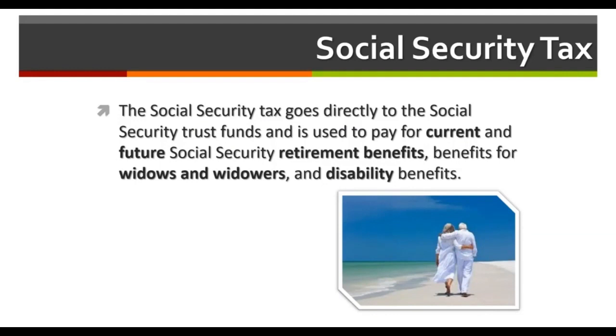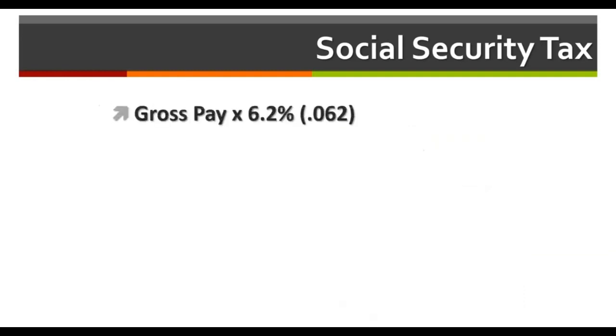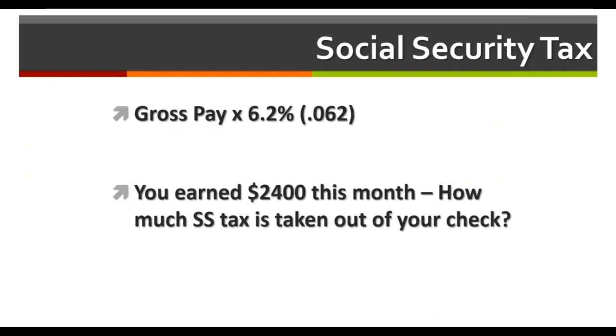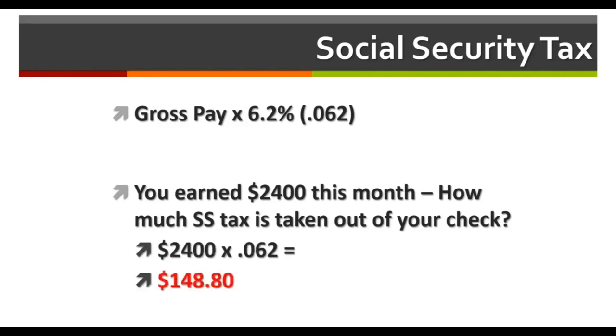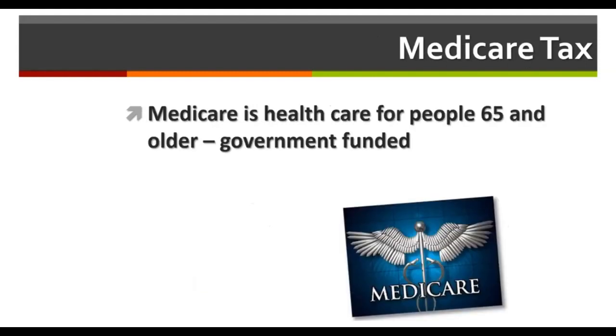As I said, Social Security is 6.2% of your gross earnings, or 0.062. So for example, if you earned $2,400 this month, how much Social Security tax would come out? We would do very simply $2,400 times 0.062, and $148.80 would be the amount that comes out. So essentially 6.2 cents of every dollar. You're just doing 0.062 of $2,400.